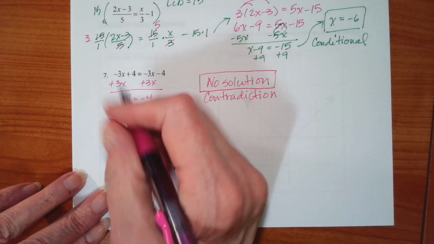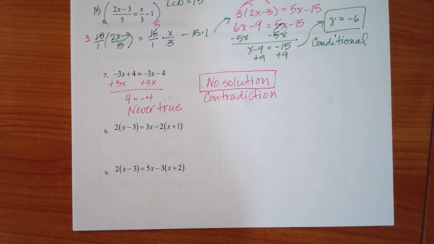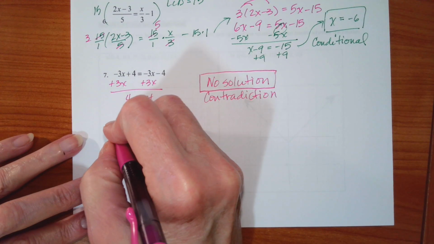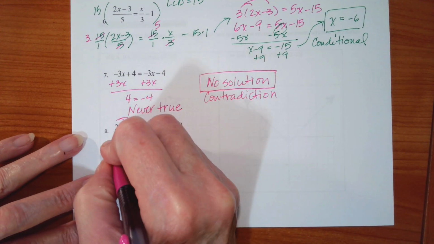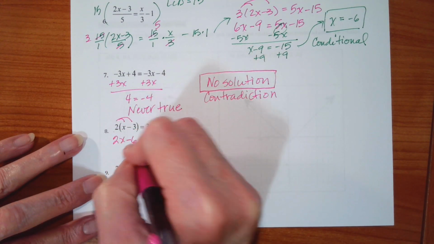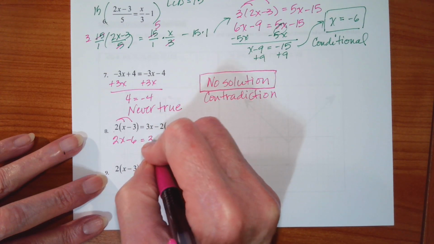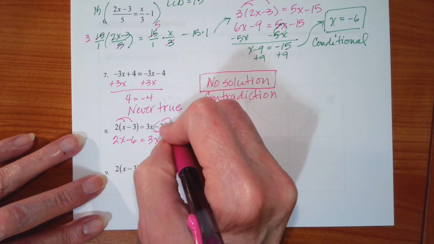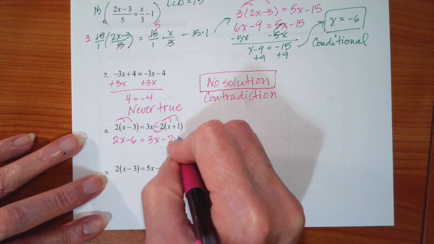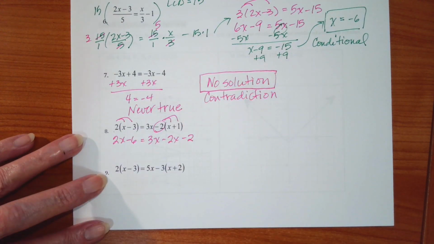Okay, so here, this is too much. I've got to pare it down to something. So I'm going to multiply everything here by 2. So this gives me 2x minus 6 is equal to 3x minus 2x minus 2.